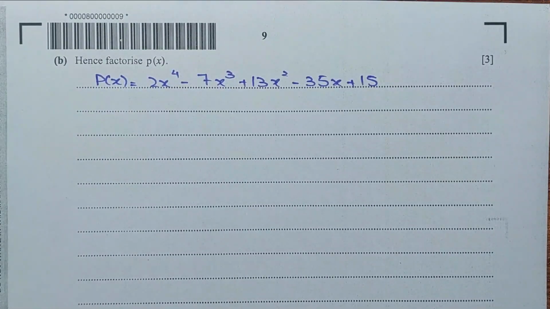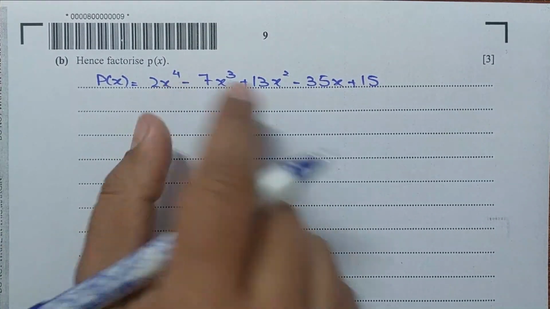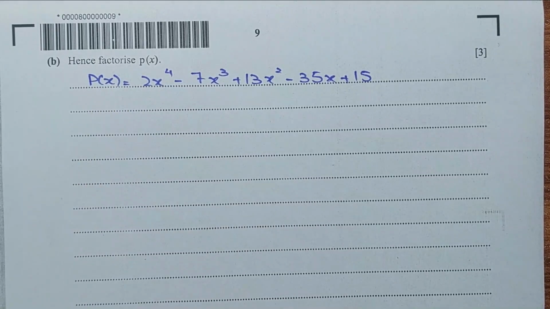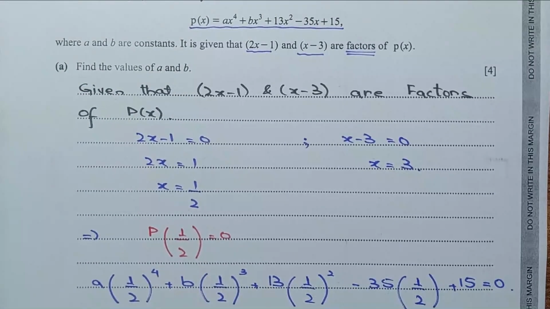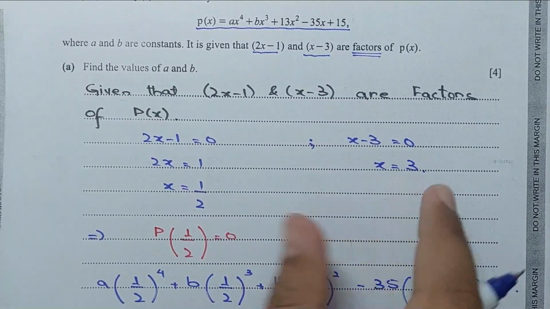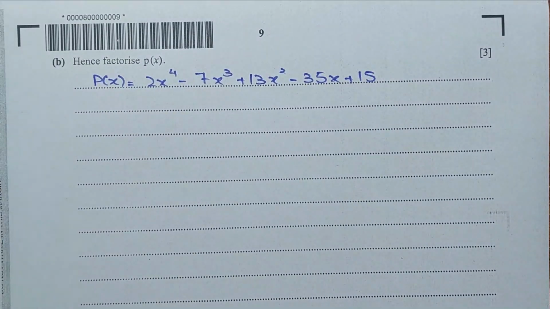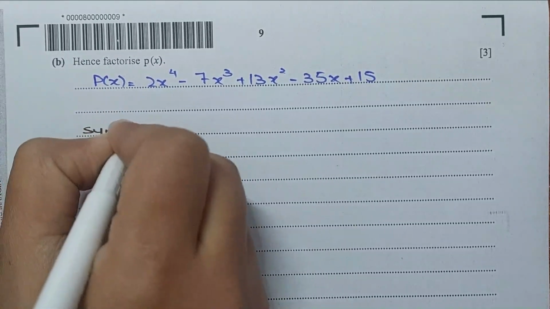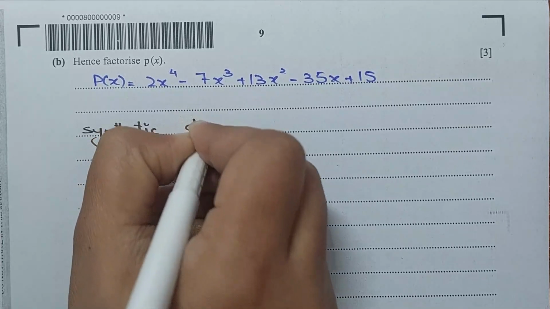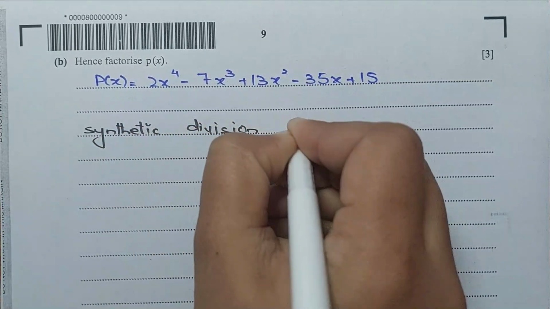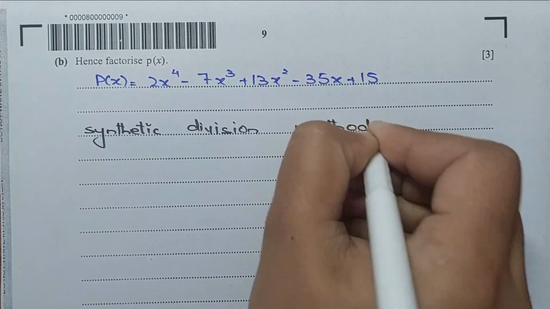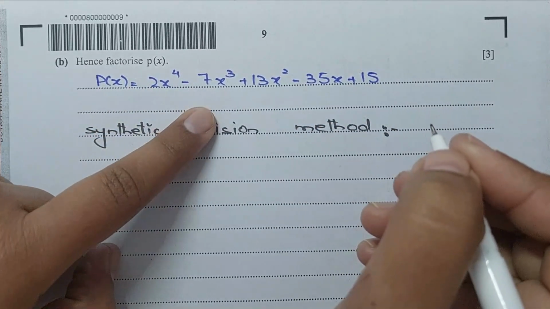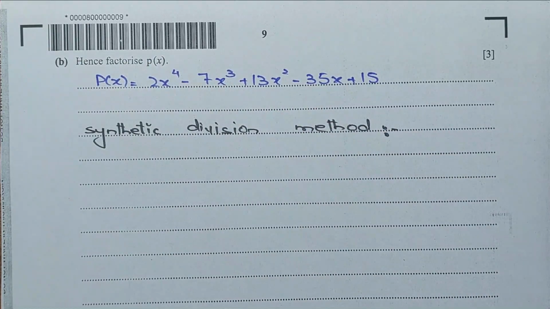Right? Okay, now this is a polynomial of power 4, and we are given in the question that we have two factors of the polynomial: x is equal to 1 by 2 and x is equal to 3. These are the two factors of the polynomial. So here I'm going to use the synthetic division method. This method basically reduces the power of the polynomial. If you apply it once, the fourth power reduces to cubic, and then again cubic reduces to quadratic, and then we can factorize the quadratic, right?